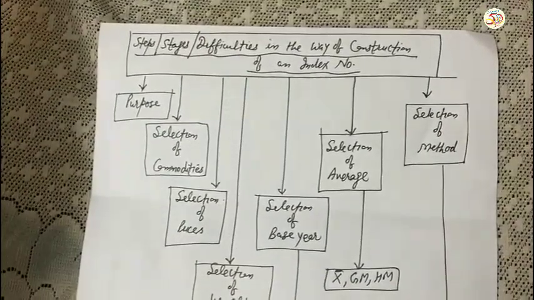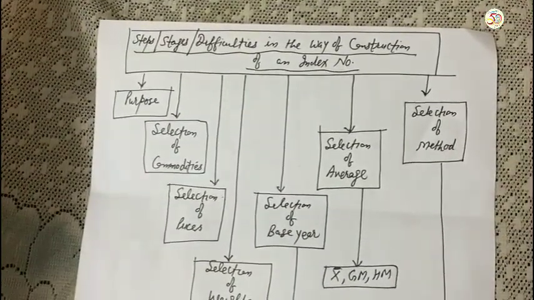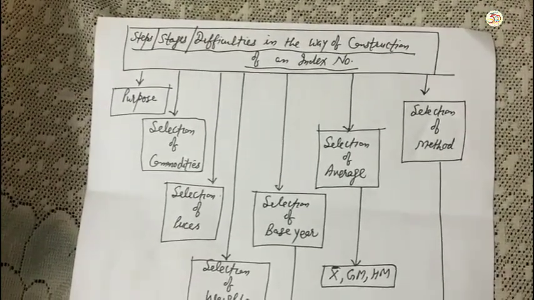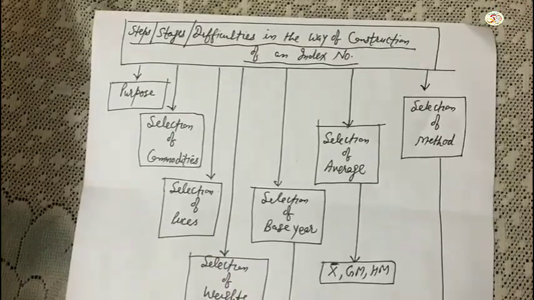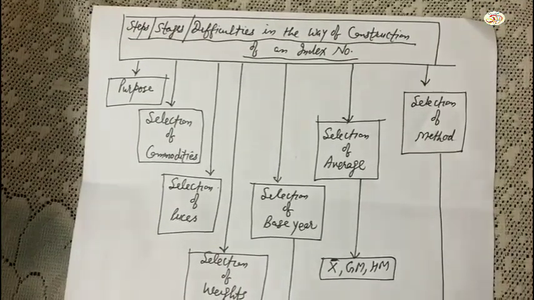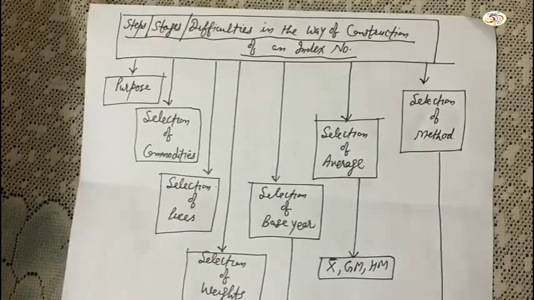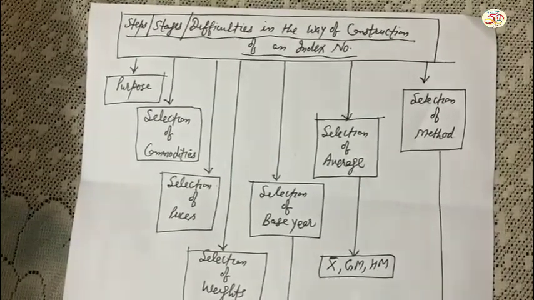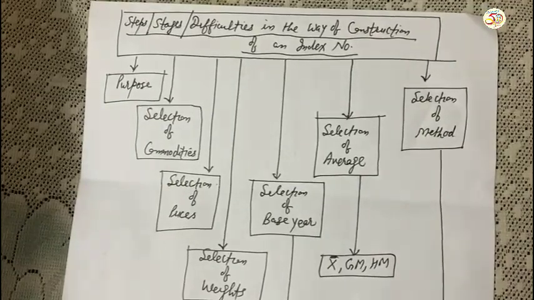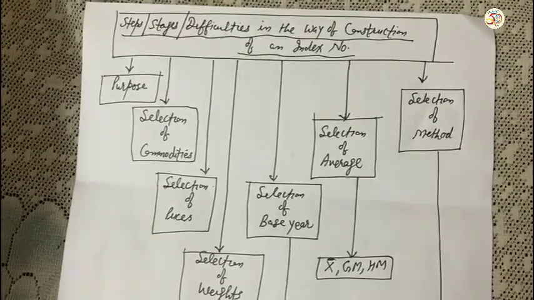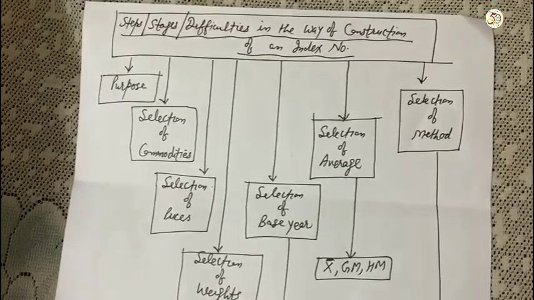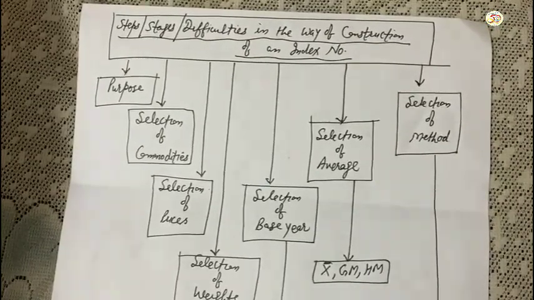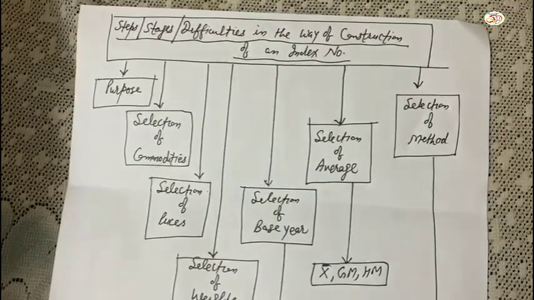Next question arises, that is what are different stages, steps, difficulties in the way of construction of an index number. Index number can be constructed by following these steps. One is purpose of index number. Purpose should be very clear. It should be in brief and precise. Second is selection of commodities. From where commodities are to be taken, which commodities are to be taken, how many commodities are to be taken, it is to be decided in this step.